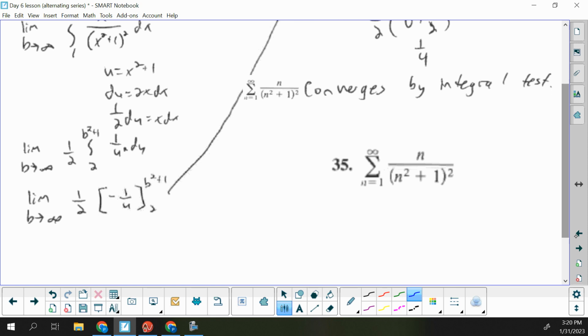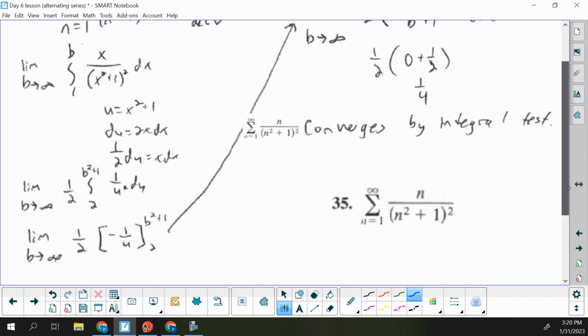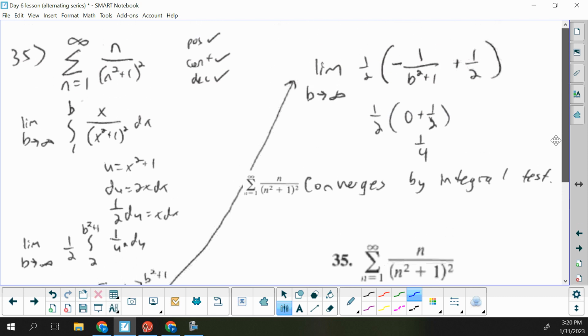The antiderivative is negative 1 over u. Fill in your b squared plus 1 and 2, which is going to be up on the top right here now, so I'm going to scroll up. Once we fill those in, let b go to infinity. The first fraction goes to 0, so this ends up as 1/4. So this converges by the integral test.